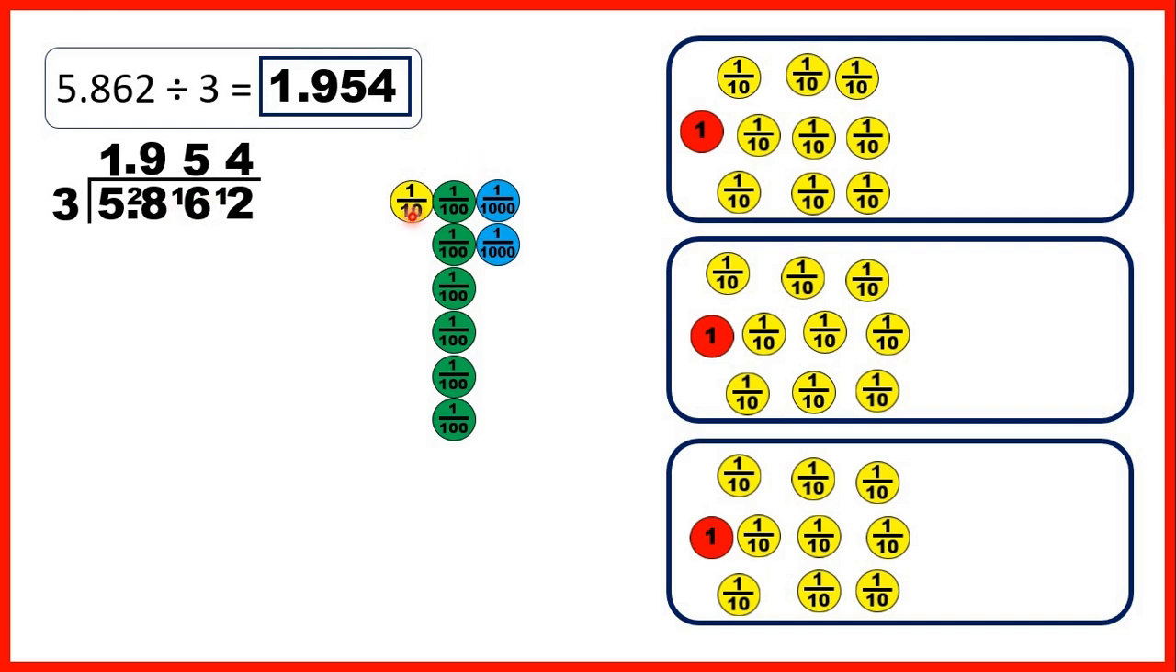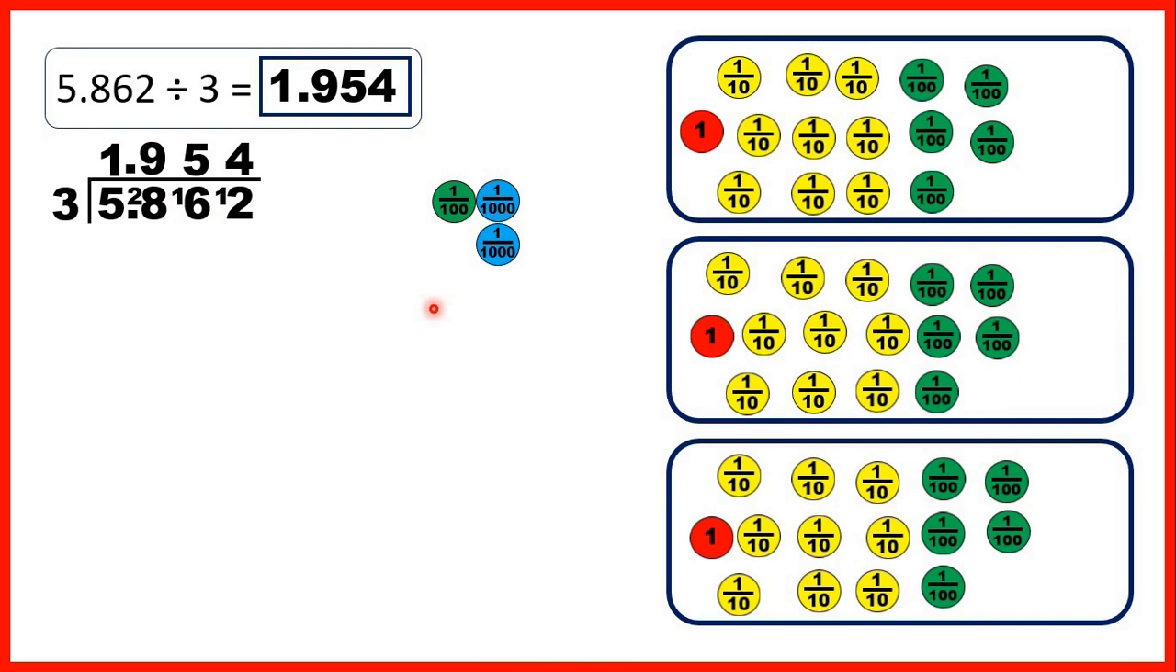But there's 1 remaining tenth that we can't share out, because remember, with division we need equal groups. What we can do though is exchange that 1 tenth for 10 extra hundredths, and that's why we can write the 1 remaining tenth in front of the hundredths digit, because you can see that now we've exchanged, we have 16 hundredths. We can share out 15 of those hundredths, and that gives us 5 hundredths in each group, so 5 as the hundredths digit of our answer.